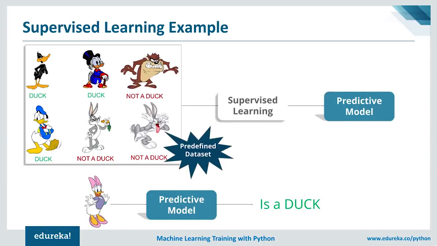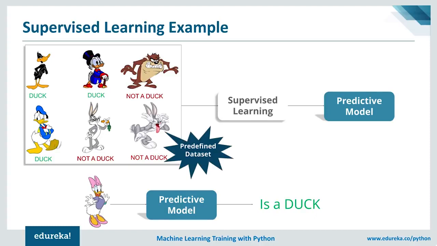So in this slide, the image shows an example of a supervised learning process used to produce a model which is capable of recognizing the ducks in the image. The training dataset is composed of labeled pictures of ducks and non-ducks. The result of the supervised learning process is a predictive model which is capable of associating a label, duck or not duck, to the new image presented to the model.